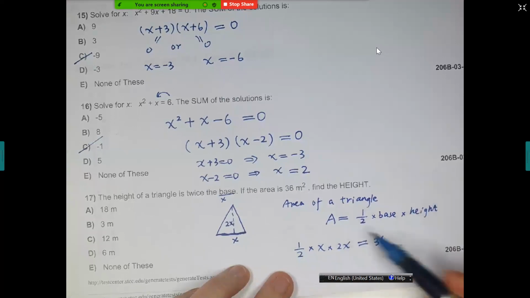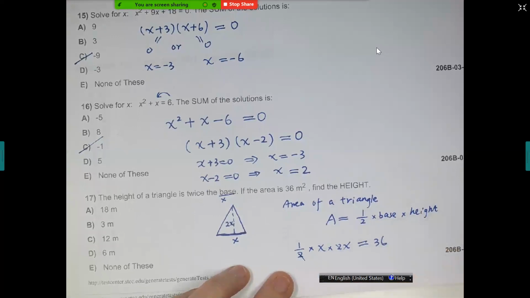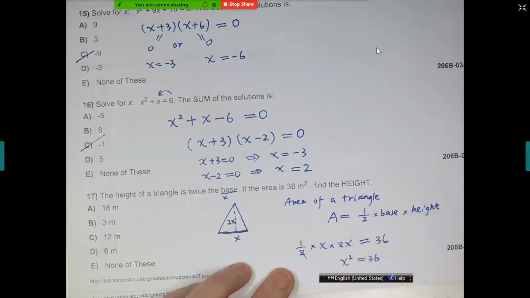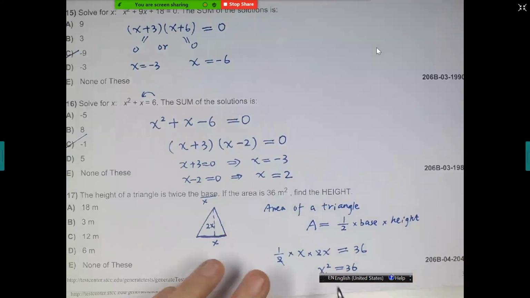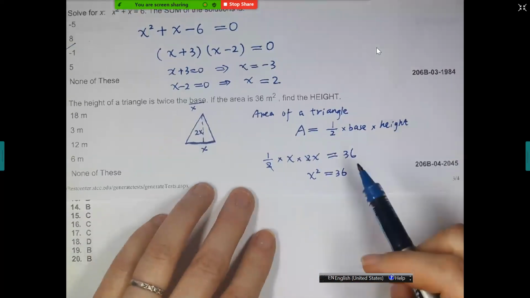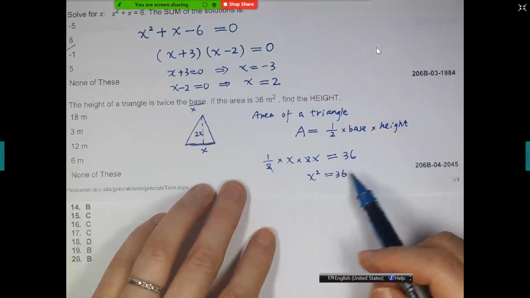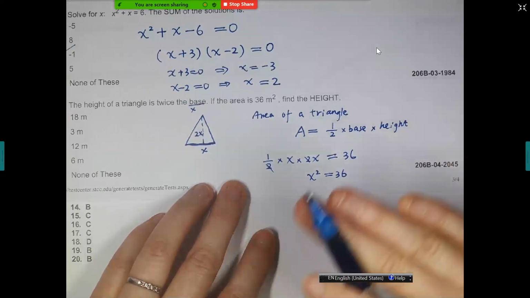Then what do we do? Simplify. 1/2 times 2, that's 1, cancel out. x times x, x squared. So I get x squared equals 36. Then we are going to go ahead and solve this equation. So x squared equals 36. What is x? And do not, in the class here, I have told you, do not say, oh, I know 6 squared equals 36, I get x equals 6. Don't do that. Follow the general rule.